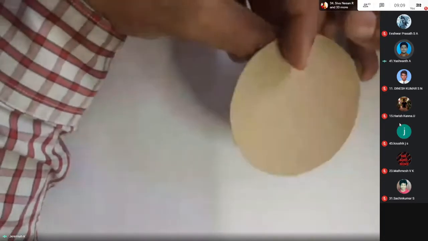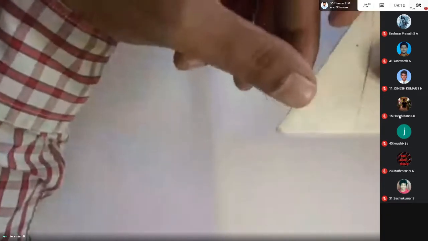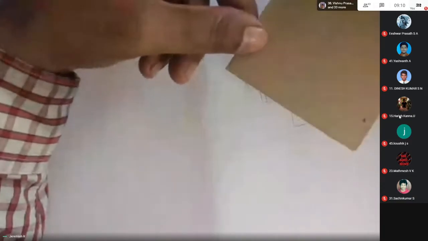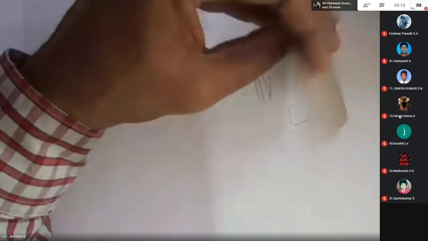In your home, just make some sheets like this. Is it visible? A circle, in a small sheet. This is a triangle. Just prepare a triangle, a rectangle, and a square like this. And this is a pentagon. Just prepare a pentagon like this.